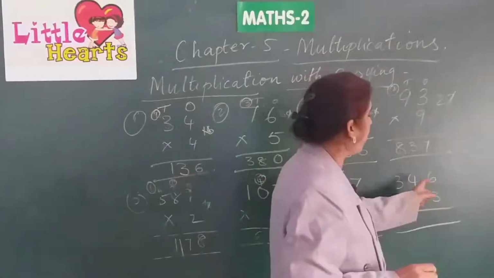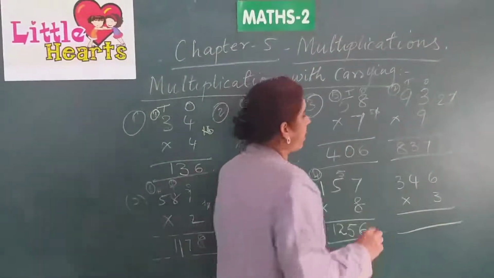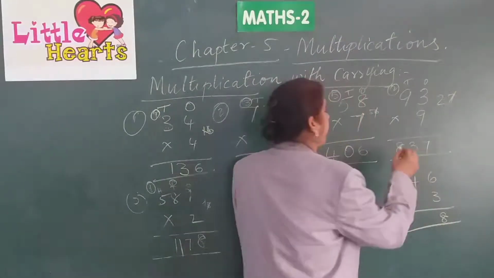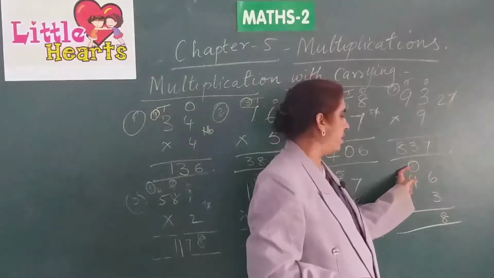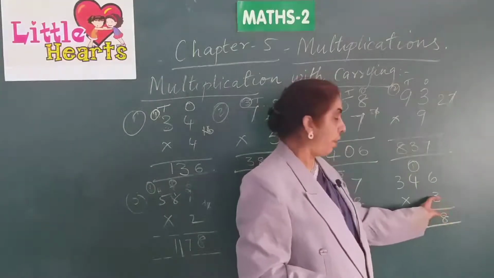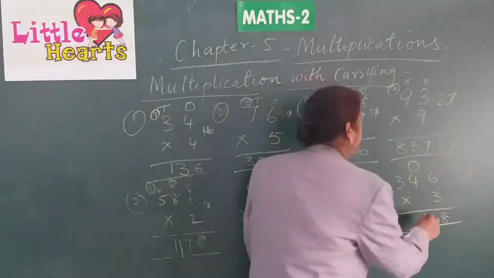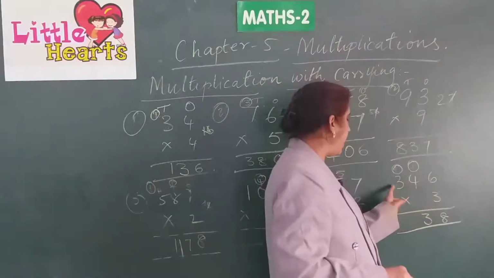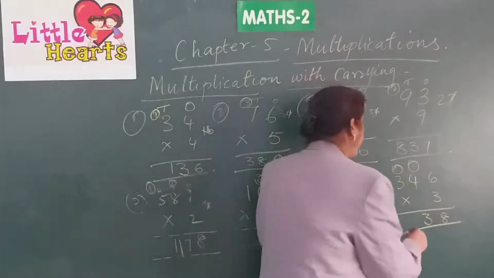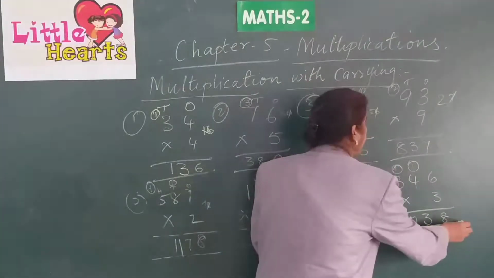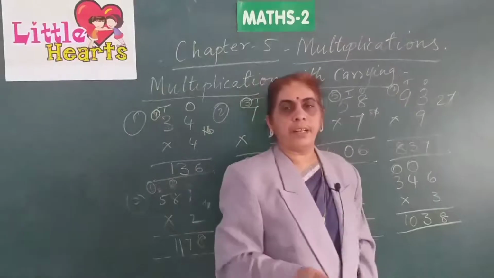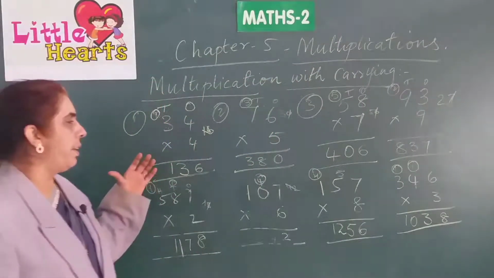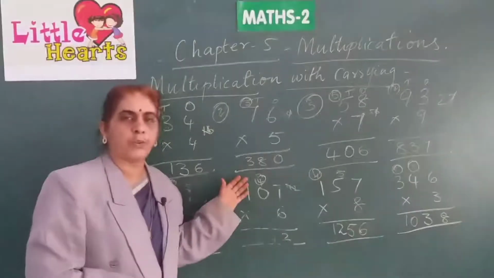Next, 346 into 3. Start multiplying with the ones place, that is 6. 3 sixes are 18. Carry 1 here. 8 in the ones place. 3 fours are 12 plus 1, 13. Carry 1 here. 3 threes are 9 plus 1, 10. 1038 is the final answer. So if you are thorough with the tables, you can easily do any multiplication problem.